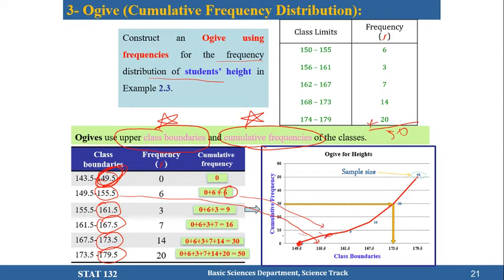So we got this one, and 150, 161, and then 9. So 9 is here, and 16, 30, 50, this is the sample size. In 179.5, you obtain 50. So connect them with the lines. So it gives you the graph for the heights. This is basically the graph of cumulative frequency distribution.